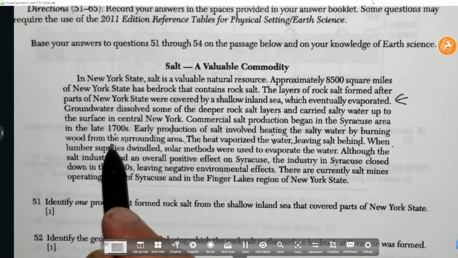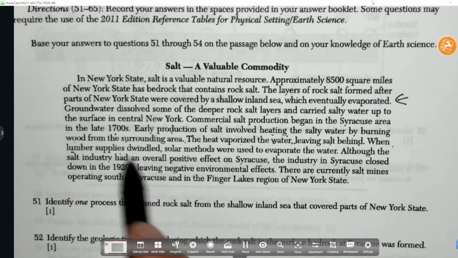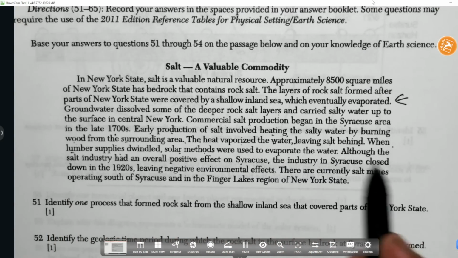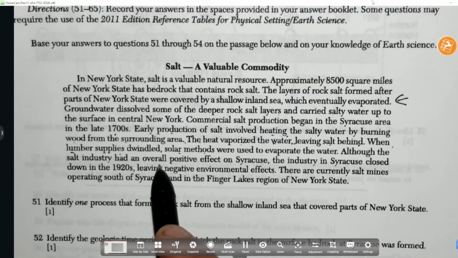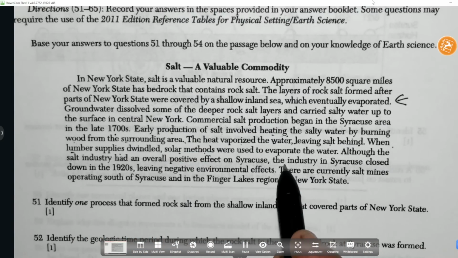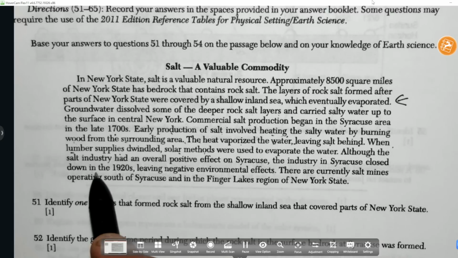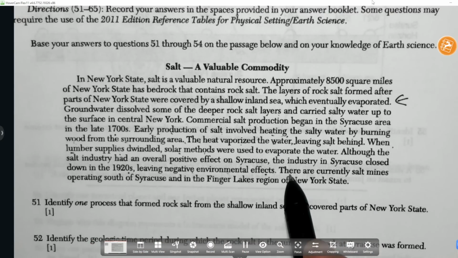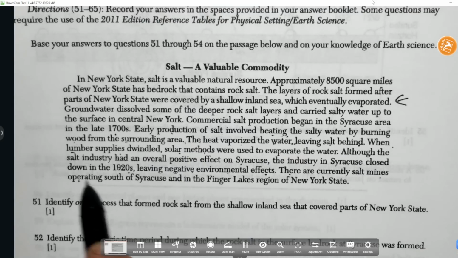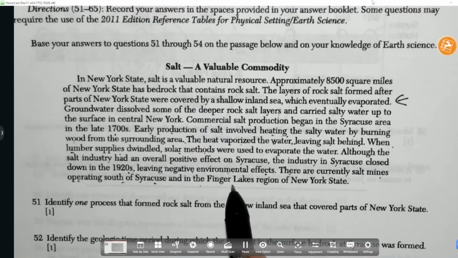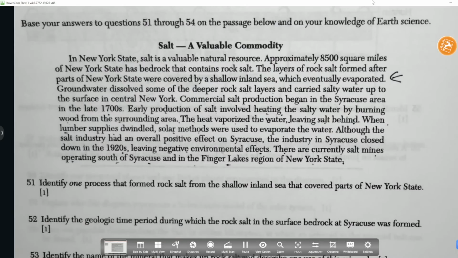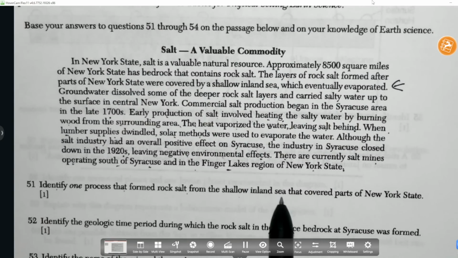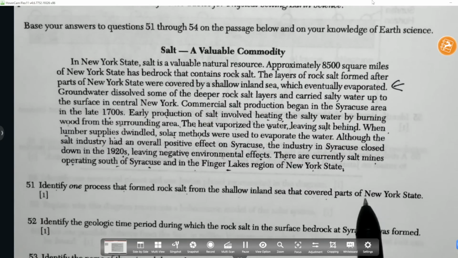When the lumber supplies dwindled, solar methods were used to evaporate the water. Although the salt industry had an overall positive effect on Syracuse, the industry in Syracuse closed down in the 1920s, leaving negative environmental effects. There are currently salt mines operating south of Syracuse in the Finger Lake region of New York State. Identify one process that formed rock salt from the shallow inland sea that covered parts of New York State.